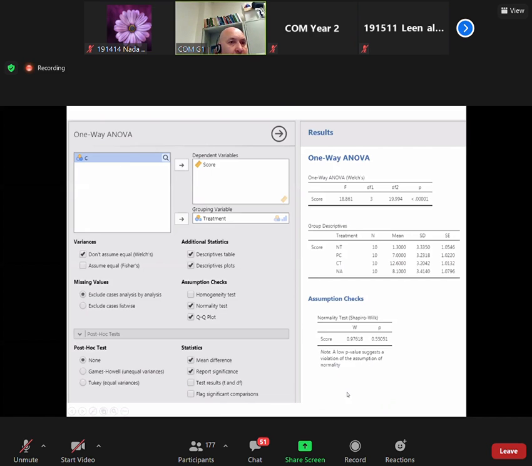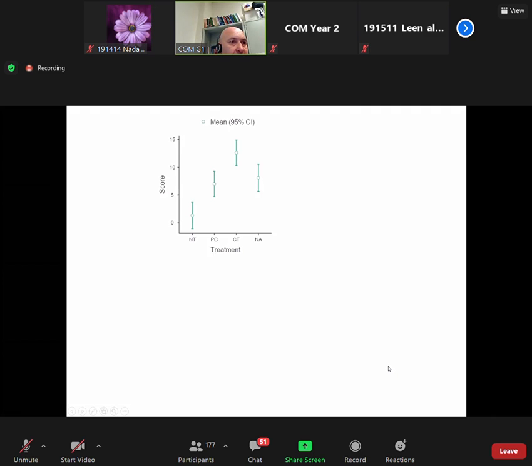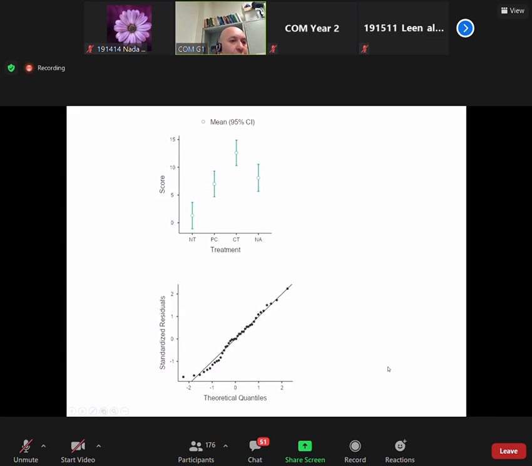And if we do a one-way ANOVA, we select all of these additional statistics. We don't really need the homogeneity test. We can see the normality test comes out non-significant. This is much greater than 0.05. And here's our means plot. Here's our QQ plot for normality. These points are close to the line where we would expect them to be if the residuals, the differences from the means, were normally distributed.